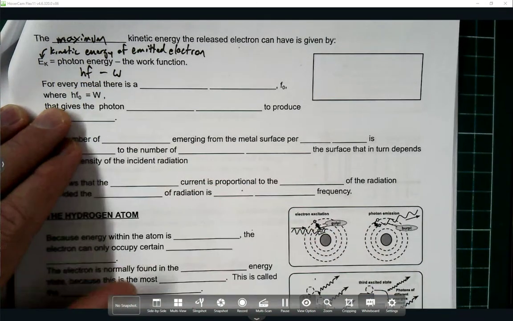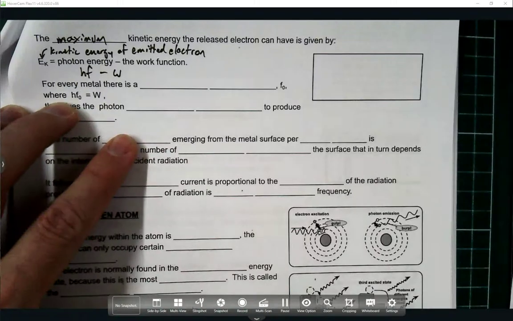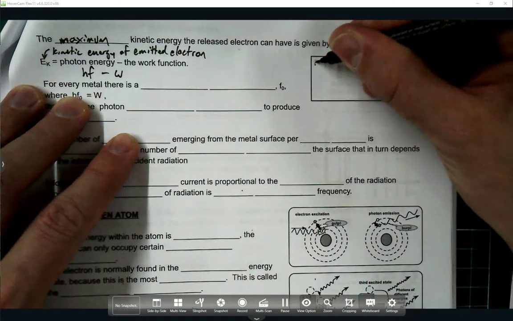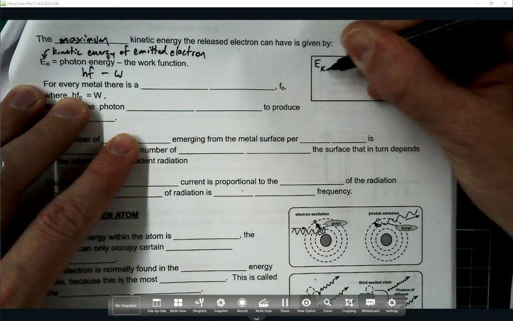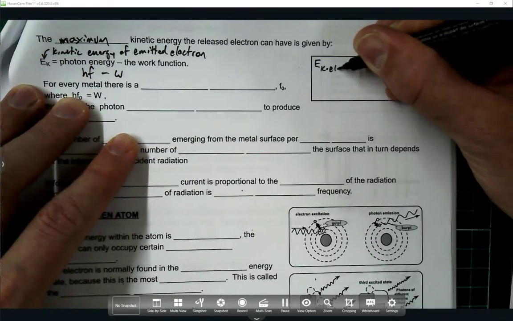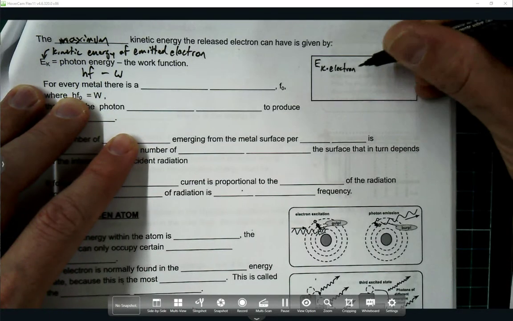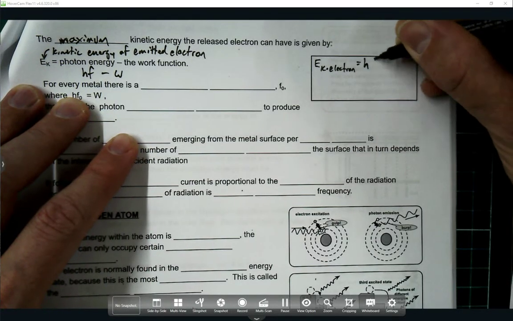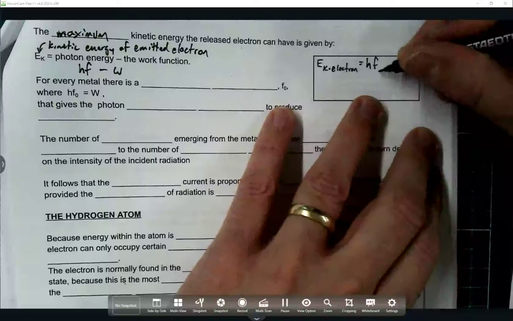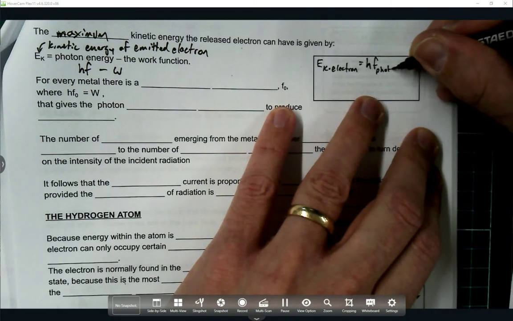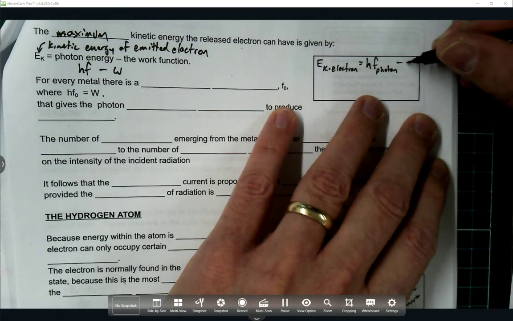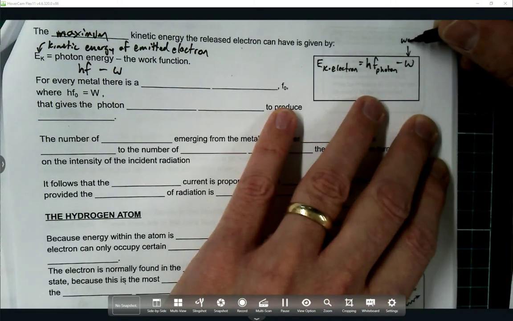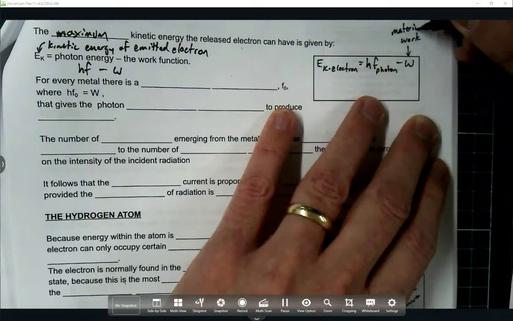Anyway, let's put an equation off to the side here. We'll make this a little bit tidier, more math-like. EK for the electron equals h times the frequency of the incoming photon minus W, where W is the work function for that material. So I'll call it the material-specific work function.